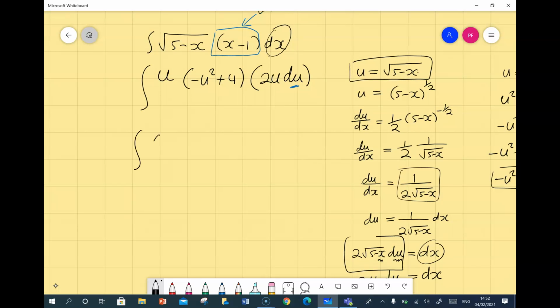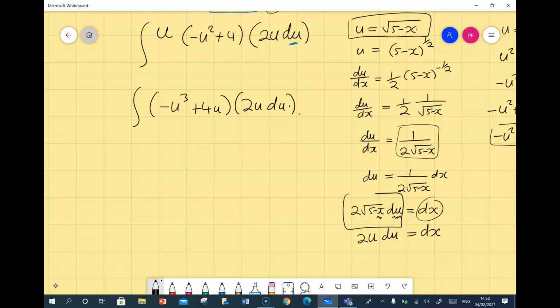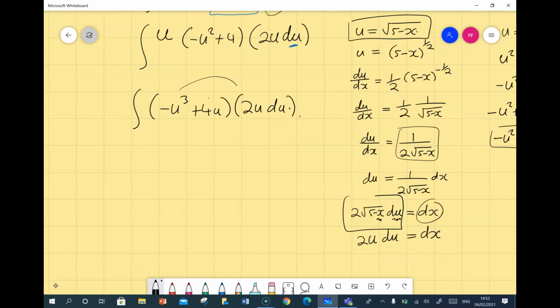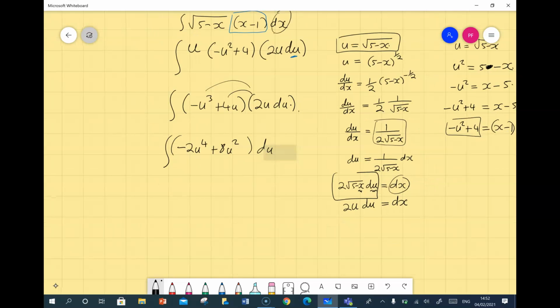U by minus u is going to give me minus u cubed. U by 4 is going to give me plus 4u. And then it still has to be multiplied by 2u du. Okay, we'll leave the old du on the outside, but we'll multiply in my 2. So I'll have the integral of minus 2u to the power of 4 plus 8u squared, and it's all du, okay? And du at the end.